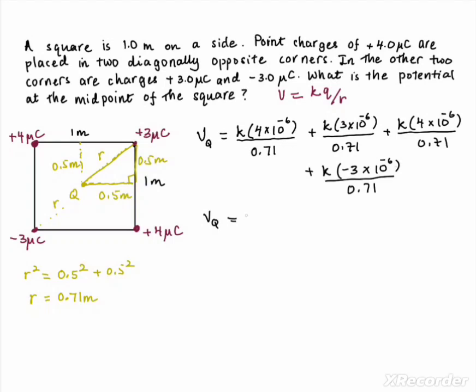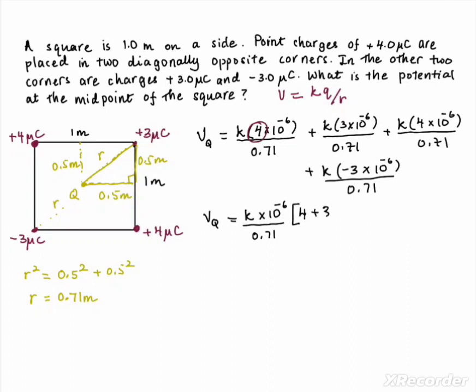is to look at what is common in all of these. K is common, 10 to the -6 is common, and 0.71 is common. This is important to do so you don't spend a lot of time plugging in these values in your calculators, because sometimes things cancel out. So what is here? From the first one, we have 4. So that's this 4 here.